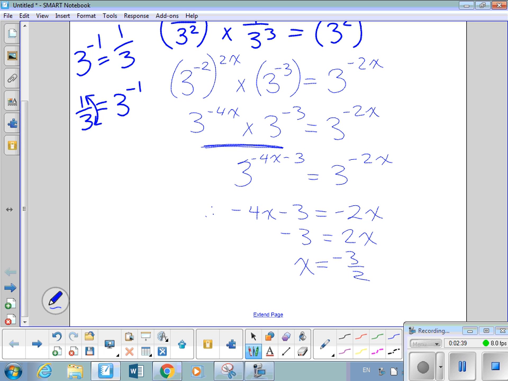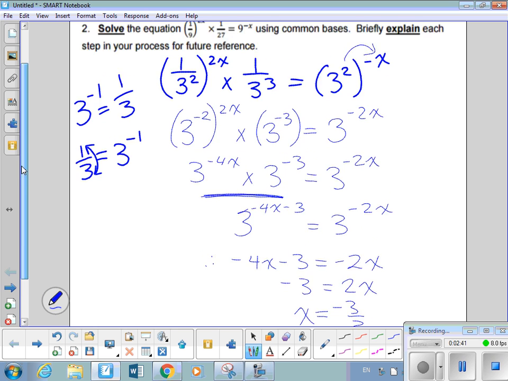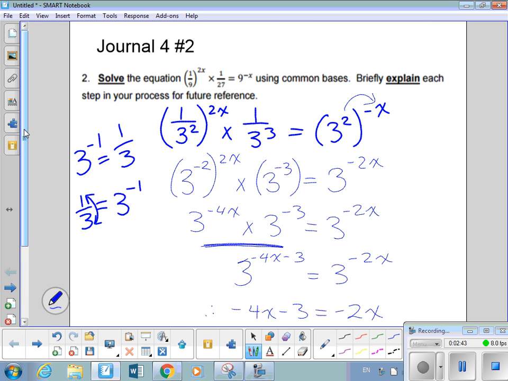So, recap. When I have something where I have fractions and not fractions, I can reciprocate and then have a negative exponent. Works well. And then I find something that I can change all of them to the same base.